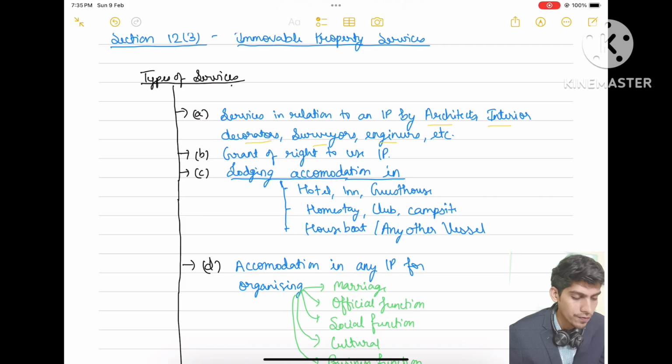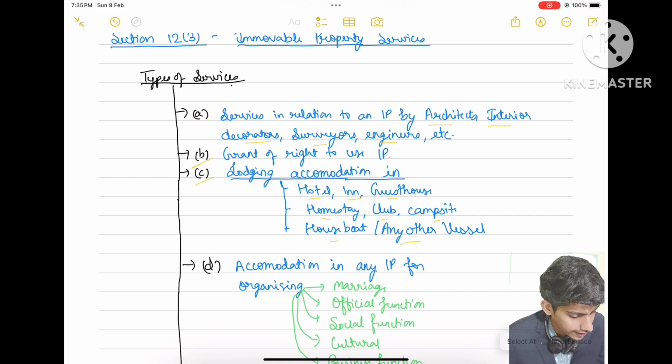Second, point B, is grant of right to use immovable property, when you are getting the right to use an immovable property for whatever purpose you may be using. Then we have point C, lodging accommodation. Lodging accommodation means you are staying there for a few days, maybe a couple of weeks. So lodging accommodation in a hotel, guest house, homestay, club, campsite, houseboat, and other vessel.